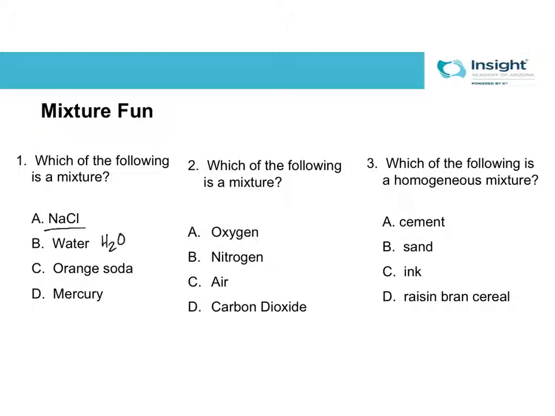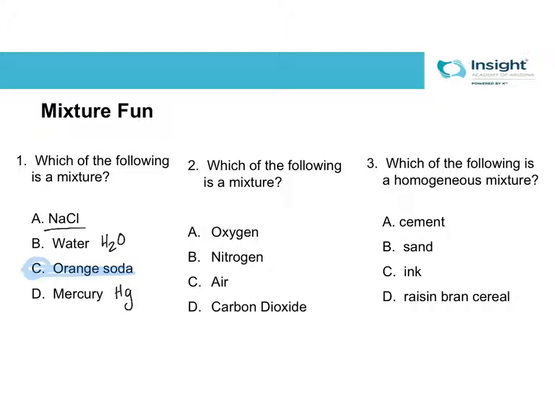Orange soda, which I know is like water and sugar, and it's got bubbles in there, which I can see apart from, like I can see the carbon dioxide bubbles apart from the rest of the water. And then you've got mercury, which is an element off the periodic table. So of those, the one that I couldn't say is a pure substance is going to be your orange soda. So C is your right answer.